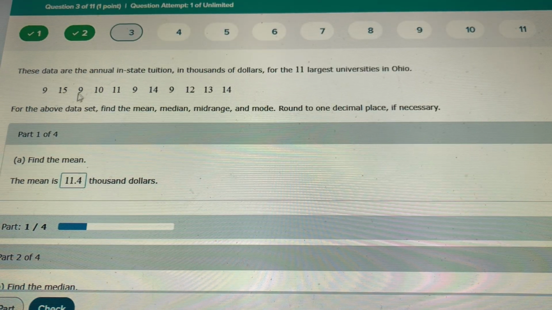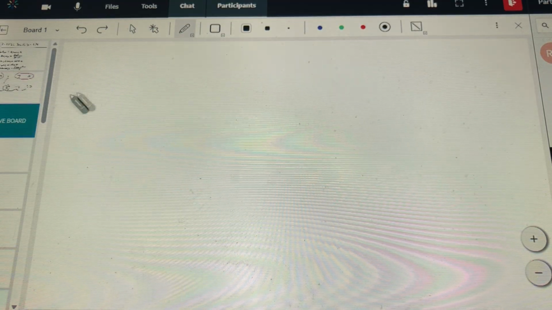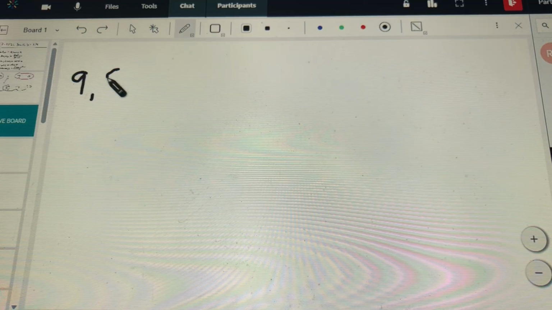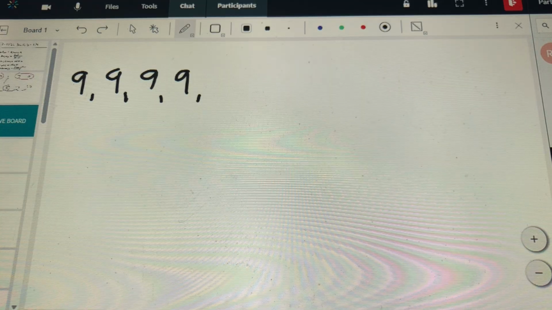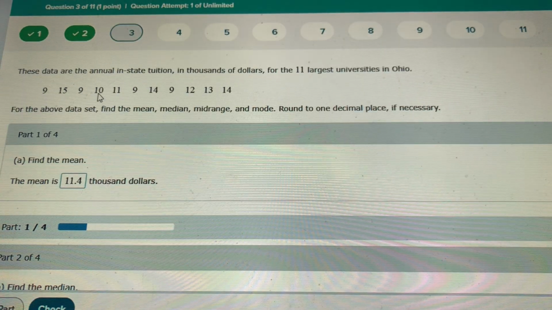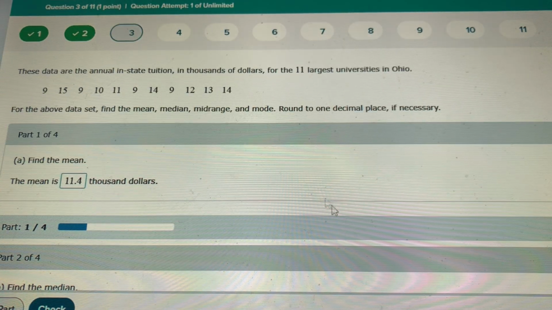And there's 1, 2, 3, 4 9s and nothing else. It's a single digit number. So we have 4 9s. Then there's a 110 and 111.